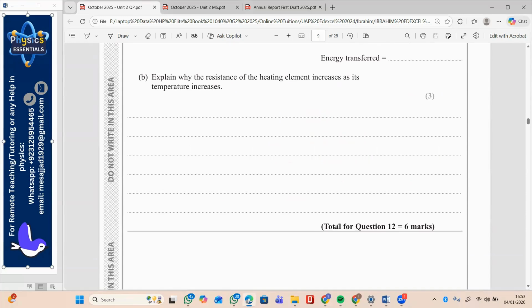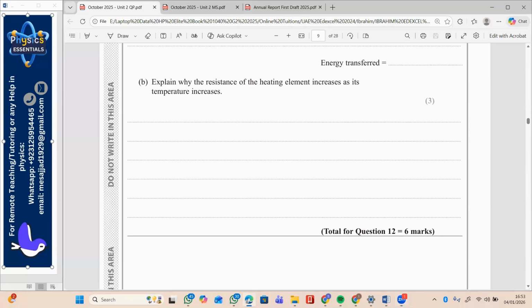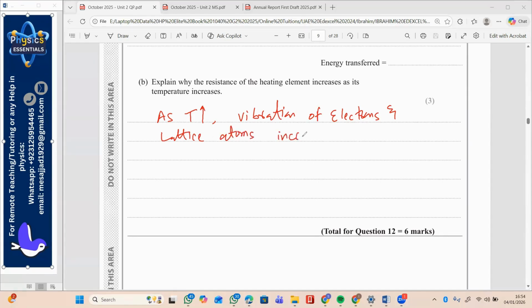Explain why the resistance of the heating element increases as its temperature increases. Well, it's pretty straightforward and a very famous question. So you may write that as temperature increases, vibration of electrons and lattice atoms increases.